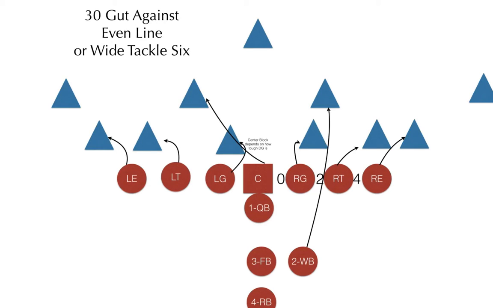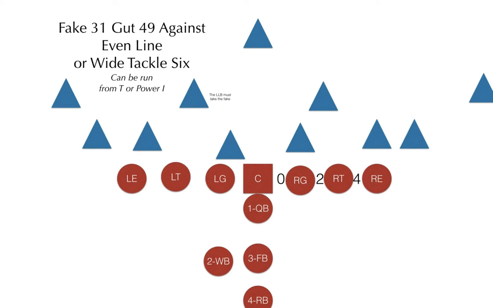Here's how this is blocked. Now this is when this defensive guard and this defensive tackle shift out and this linebacker gets in that gap over the right tackle. This is when we run a 30 gut. It's that simple.